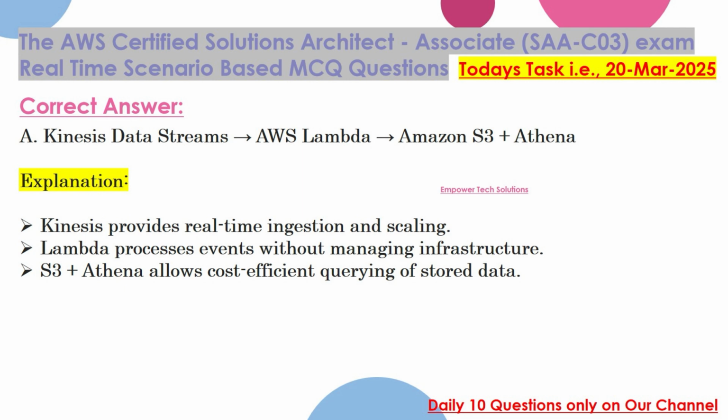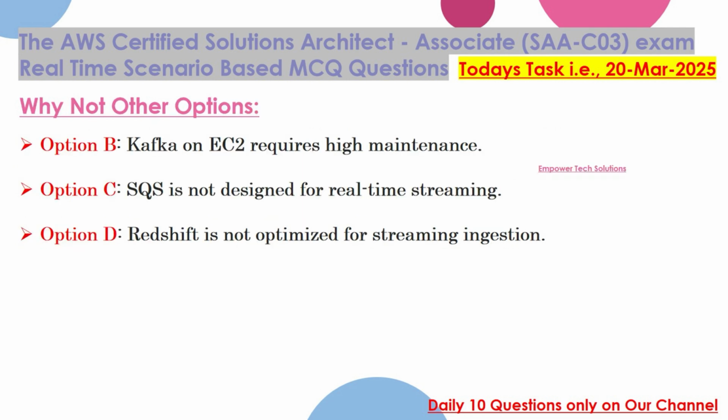Explanation: Kinesis provides real-time ingestion and scaling. Lambda processes events without managing infrastructure. S3 plus Athena allows cost-efficient querying of stored data. Why not other options?